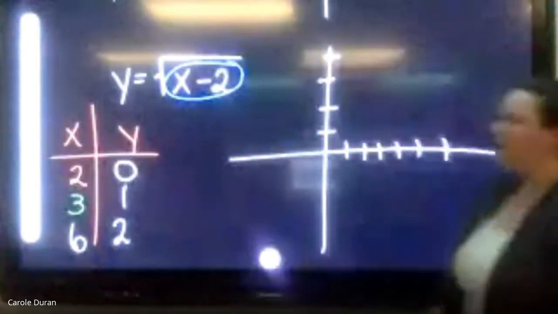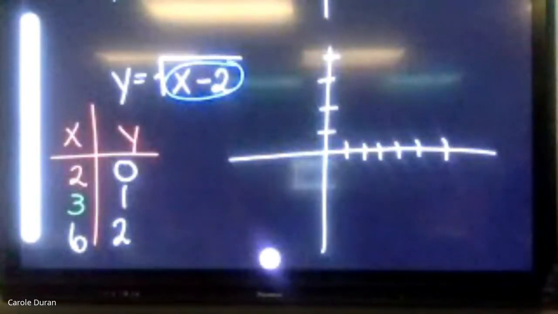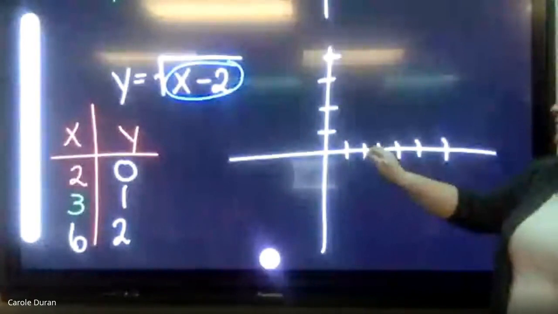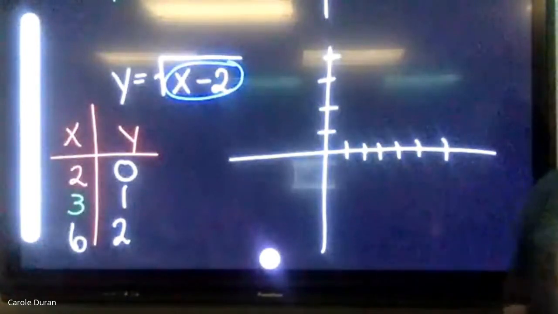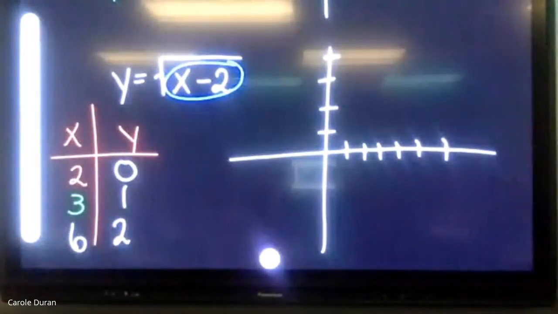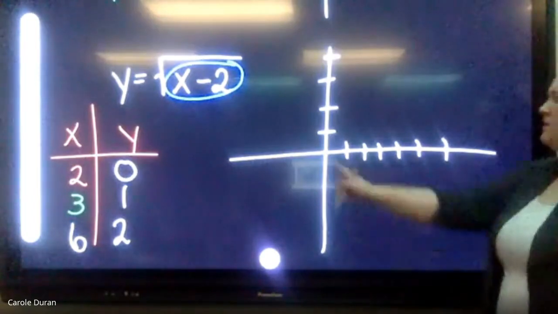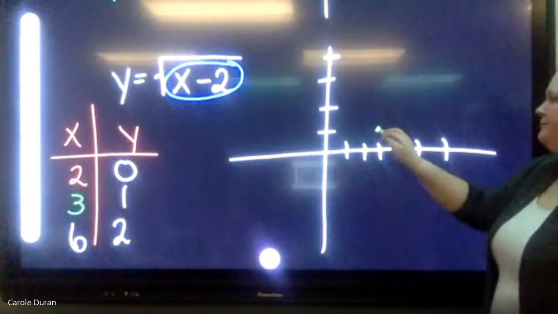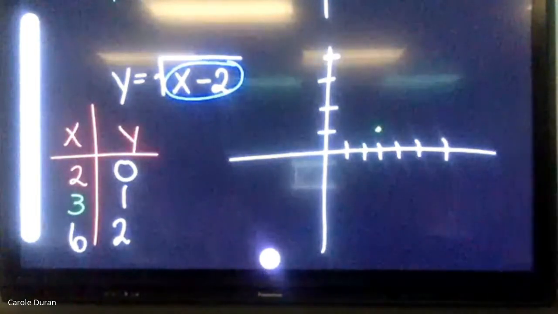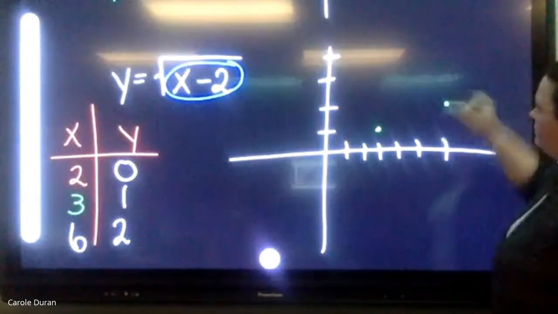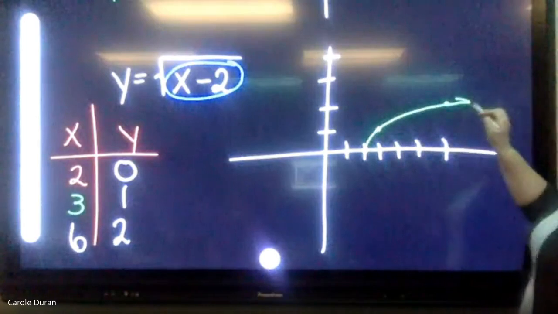I plot the points. The first one is 2, 0. 2 is my x coordinate, so I go right 2. I'm not moving up or down at all, so that's where my point goes. My next one is 3, 1, so I move right 3 and up 1. And then my third one is 6, 2, so I move right 6 and up 2, and I draw my graph.